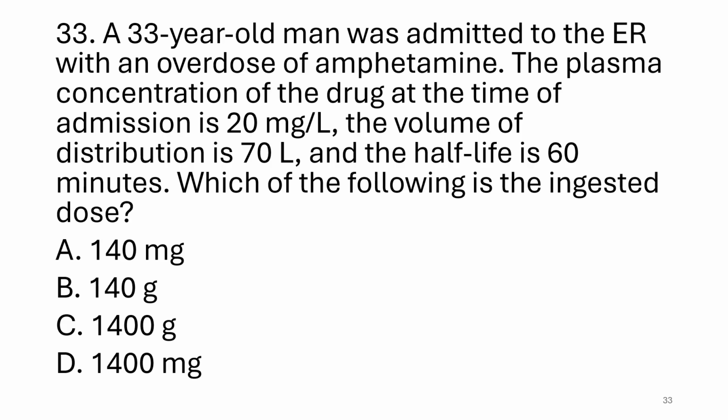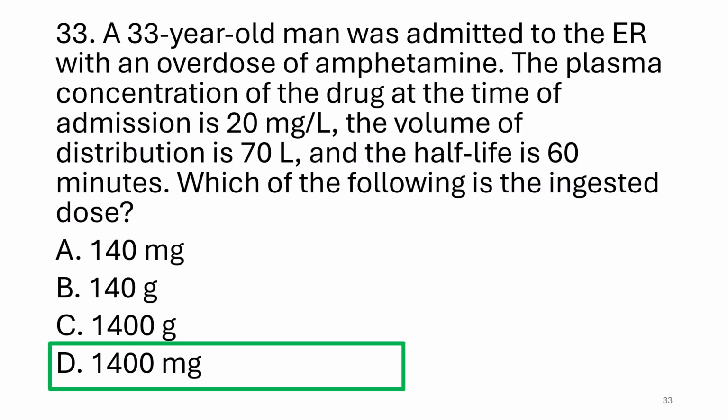Question number 33. A 33-year-old man was admitted to the ER with an overdose of amphetamine. The plasma concentration of the drug at the time of admission is 20 milligrams per liter. The volume of distribution is 70 liters. Half-life is 60 minutes. What is the ingested dose? The correct answer is 1400 milligrams.